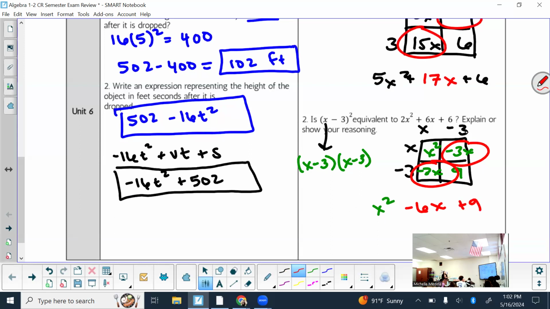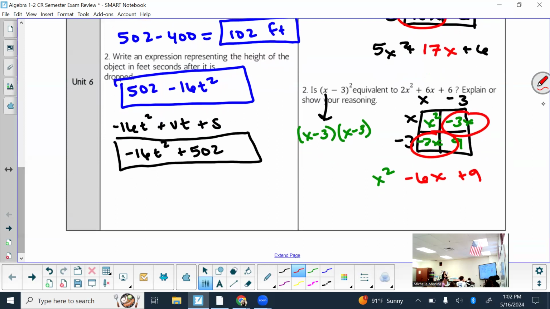So is it equivalent to 2x squared plus 6x plus 6? So make sure you answer that part. You would say no, it is not equivalent. And since I showed my work, that counts as explain or show your reasoning. I could just say that since I already showed my work.